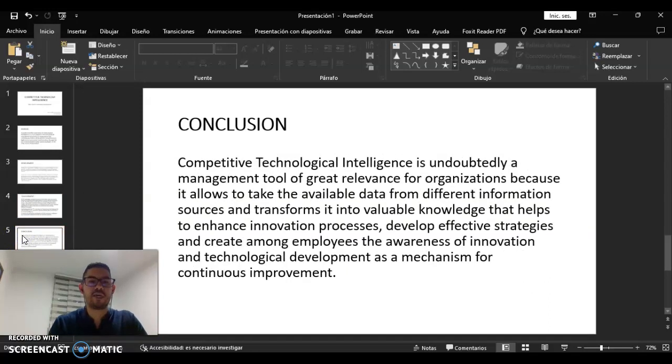The conclusion for this method: competitive technological intelligence (CTI) is undoubtedly a management tool of great relevance for organizations because it allows taking available data from different information sources and transforming it into valuable knowledge that helps to enhance the information process, develop effective strategies, and create among employees an awareness of innovation and technological development as a mechanism for continuous improvement.